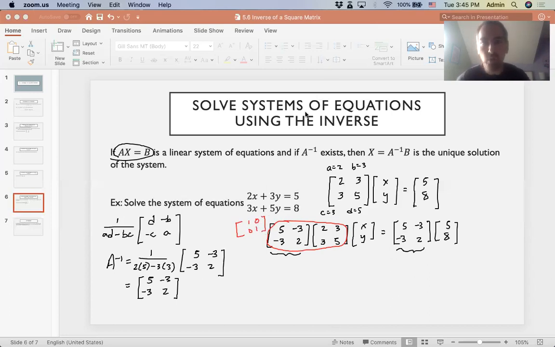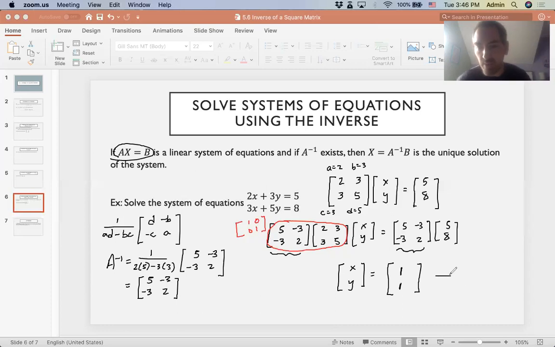But we will want to perform the multiplication on the right-hand side. All right, so we'll do some quick multiplication here. It will end up as a 2 by 1. 5 times 5 plus negative 3 times 8. 5 times 5 is 25. Negative 3 times 8 is negative 24. So 25 minus 24 is 1. And then I'll multiply the second row by the column. Negative 3 times 5 plus 2 times 8. Negative 3 times 5 is negative 15, plus 2 times 8 is 16. Negative 15 plus 16 is also 1. So xy is equal to 1, 1.